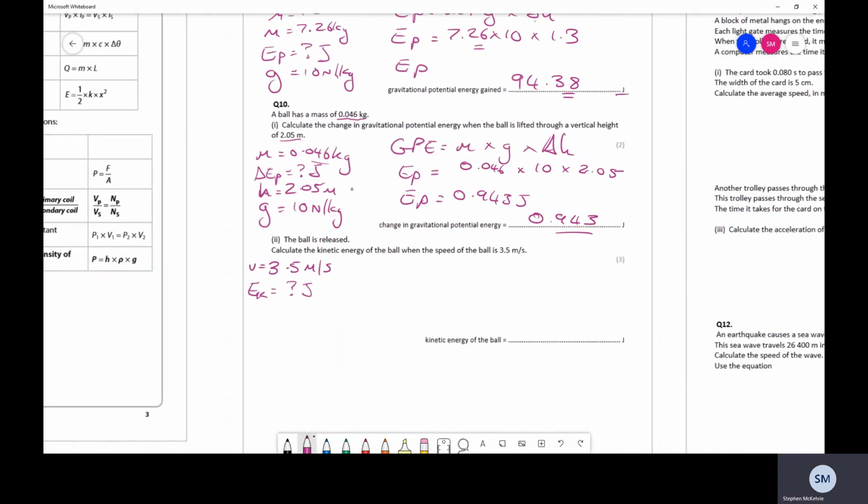So this is the equation I'm going to have to use. Kinetic energy is equal to 1/2 times mass times v squared. I have my v. Where is my m? My m has already been given to us. Sometimes you need to use numbers from part 1 to find the answer for part 2. Mass is equal to 0.046 kilograms. I'll write this down, substitute my numbers. 1/2 times 0.046 times 3.5 squared.